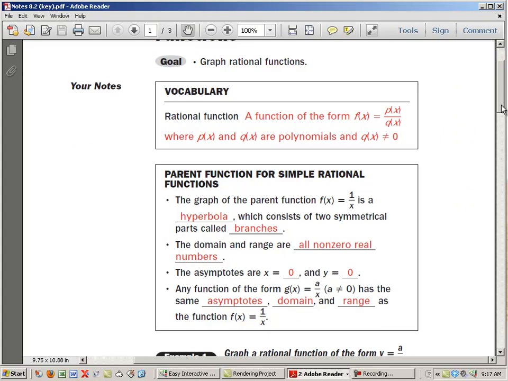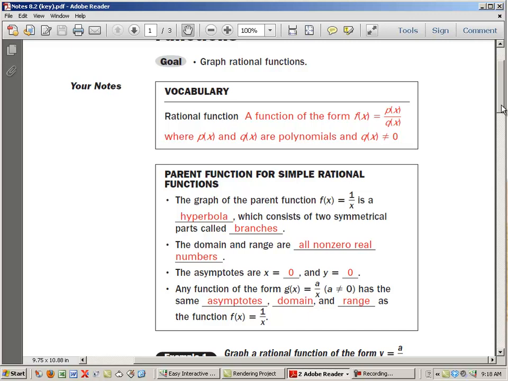All right? The parent function for a simple rational function is f of x equals 1 over x. The shape of this thing is called a hyperbola, and it consists of two symmetrical parts, and those two parts are referred to as branches. All right? Now, the domain and the range are all non-zero real numbers. So the domain is all values of x that are not equal to 0, and the range is also all values of y that are not equal to 0.